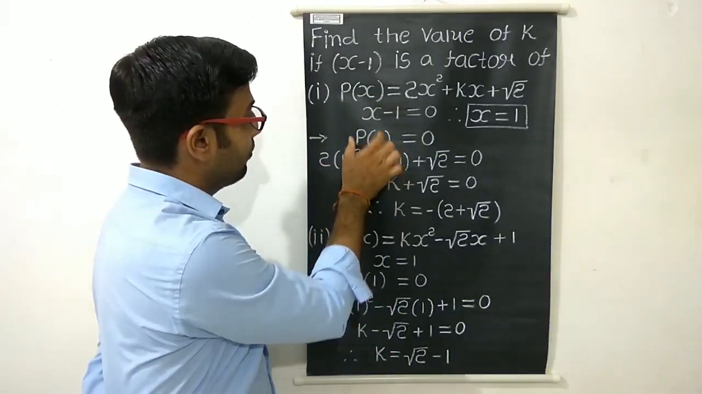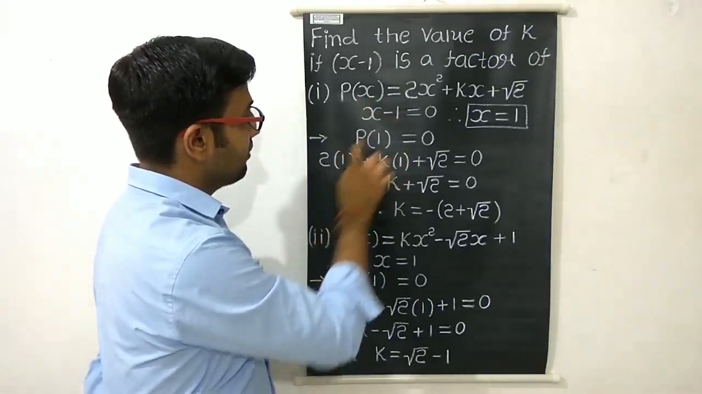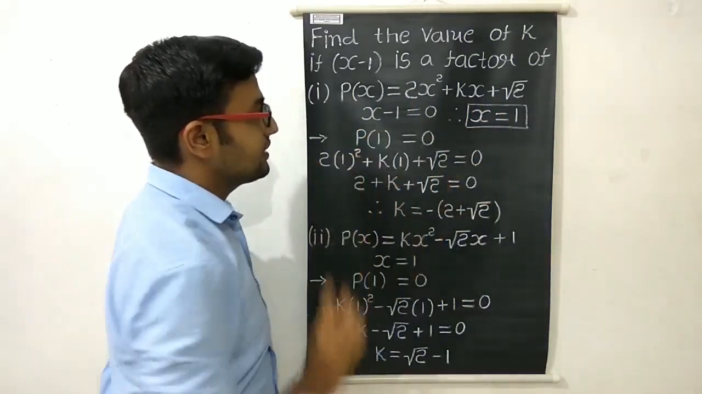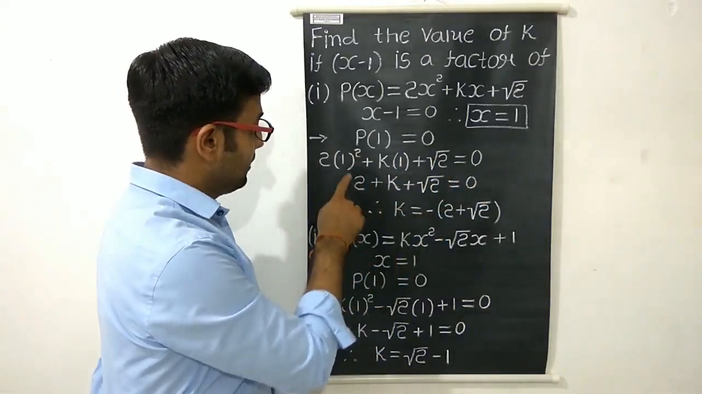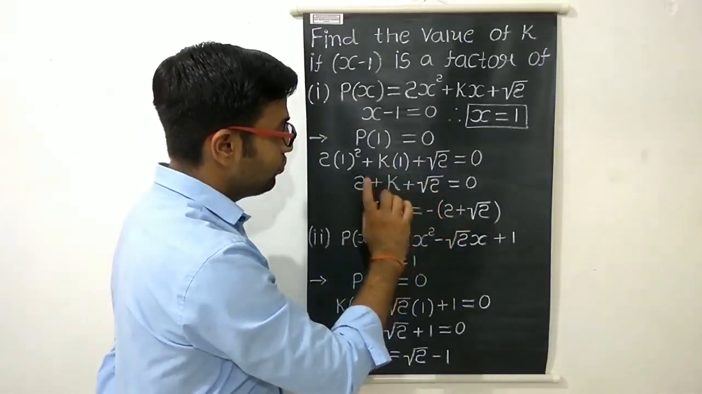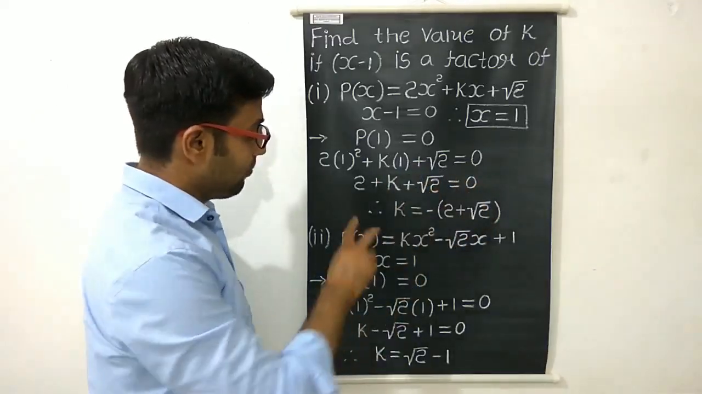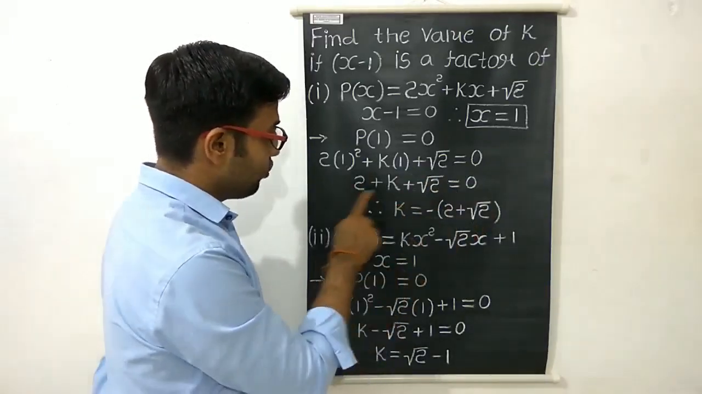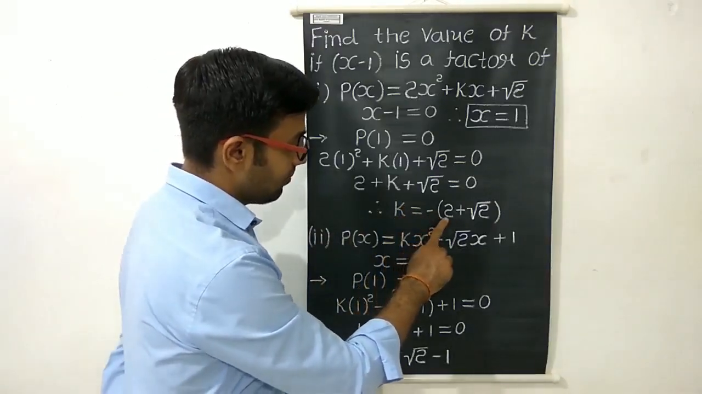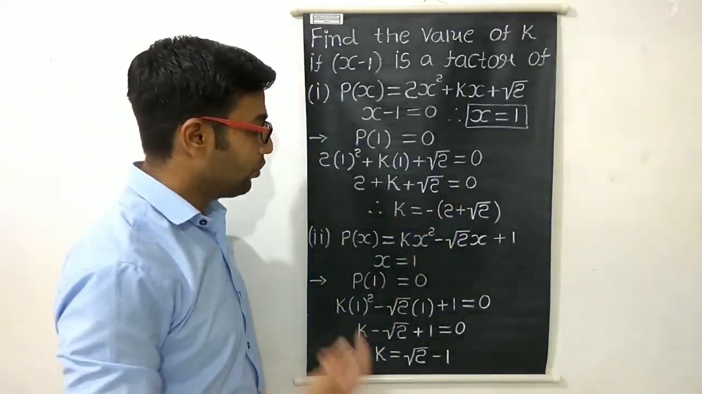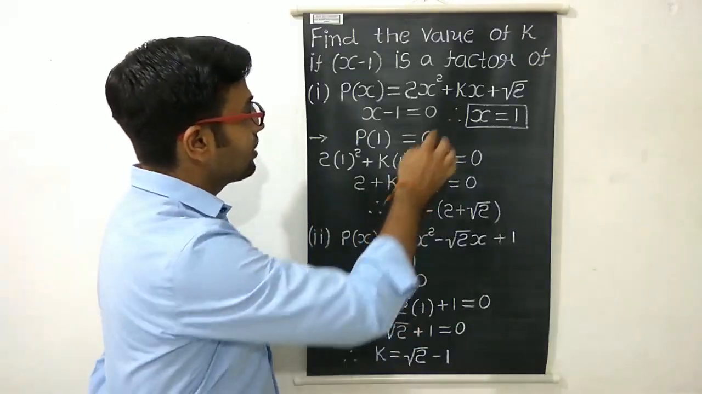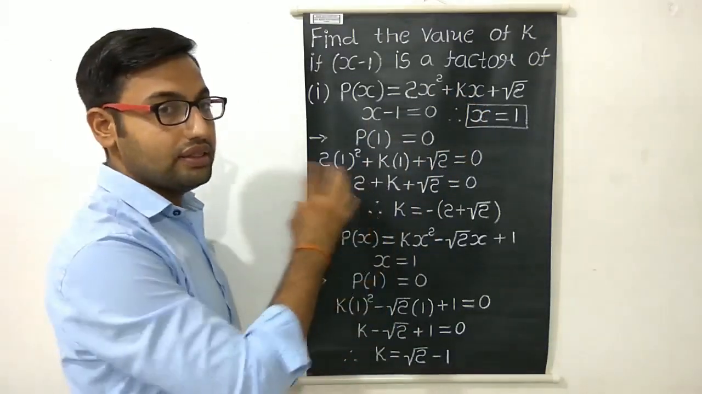Now put the value of 1 instead of x. So here we will get 2 into 1 square plus k into 1 plus root 2 is equal to 0. Now simplifying, 1 square is 1 and 2 ones are 2, plus k ones are k, and plus root 2 as it is, equal to 0. Now by taking this 2 and root 2 to the right hand side, both will become minus. So the value of k we get here is k equal to minus, in the bracket, 2 plus root 2. Okay, so in this way, by using the factor theorem and remainder theorem, we can find out the value of k in this type of sum.